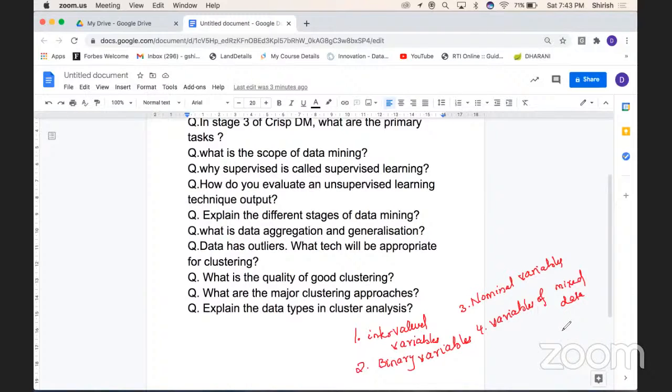Right? So now you can explain to me what is nominal and what is variables of mixed data. What approach do you go with? What is the procedure for nominal variables if you have them, and for variables of mixed data?